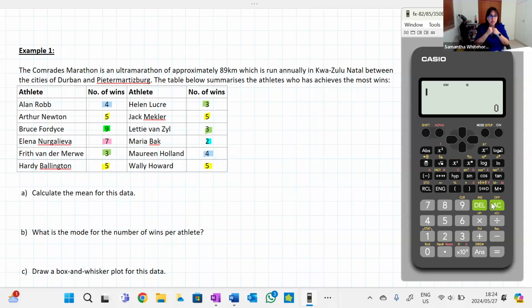We've now taken that data set that you've given us and put it into our memory storage. We're now going to be able to analyze it and do calculations on it. And this is where we say shift, and we go above the number 1 where it says stat in yellow, and we push 1.